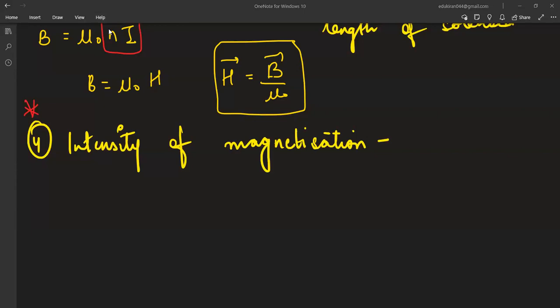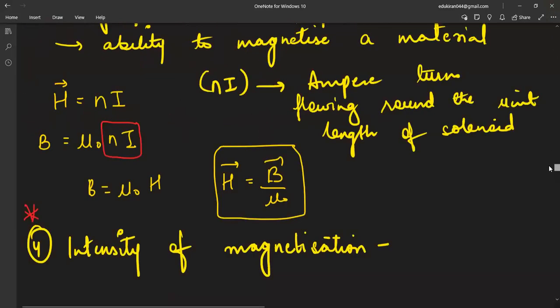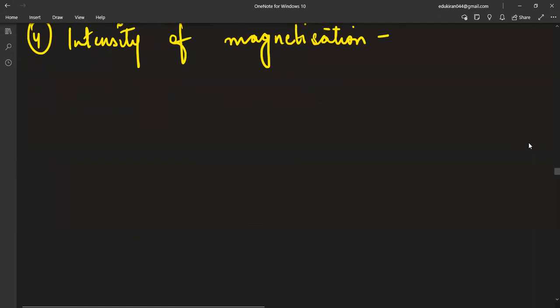See class, done till here? Intensity of magnetization is the second term that we have to study. Intensity of magnetization means, don't go by the name that it is the intensity of the magnetic field. I have told you clearly that all the terms are different, the names are also different. This is the ability to magnetize a material. Intensity didn't play a role over here as well. Intensity of magnetization is very different.